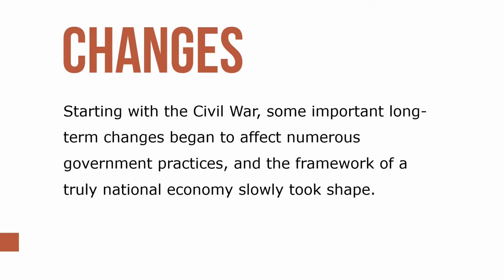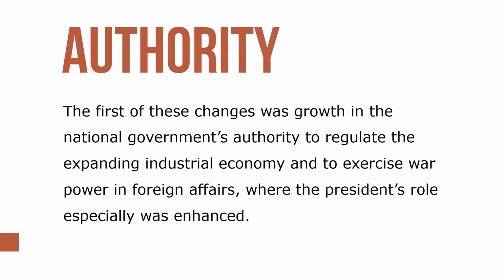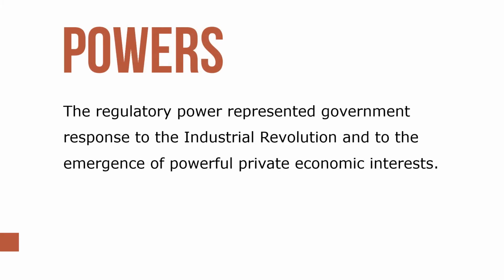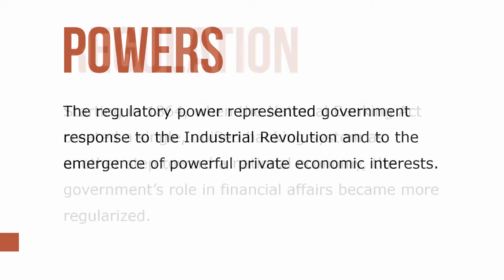Starting with the Civil War, some important long-term changes began to affect numerous government practices, and the framework of a truly national economy slowly took shape. The first of these changes was the growth in the national government's authority to regulate the expanding industrial economy and to exercise war power in foreign affairs, where the president's role especially was enhanced. The regulatory power represented government response to the Industrial Revolution and to the emergence of powerful private economic interests.